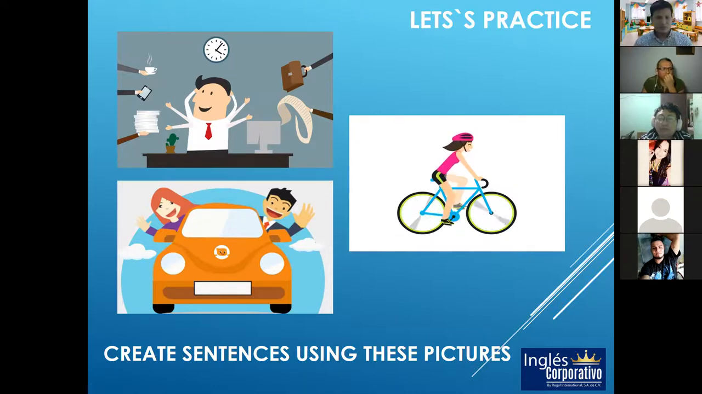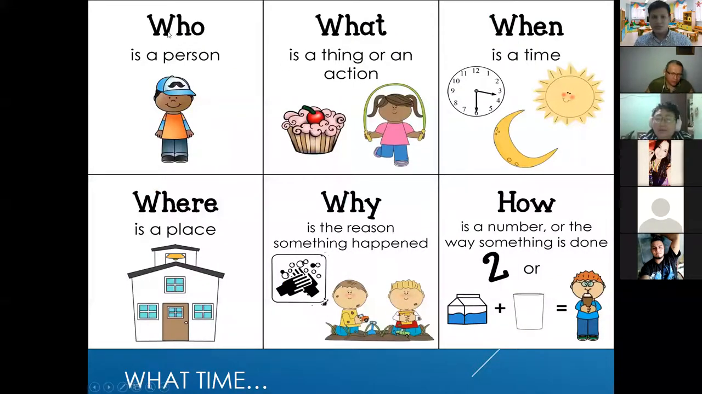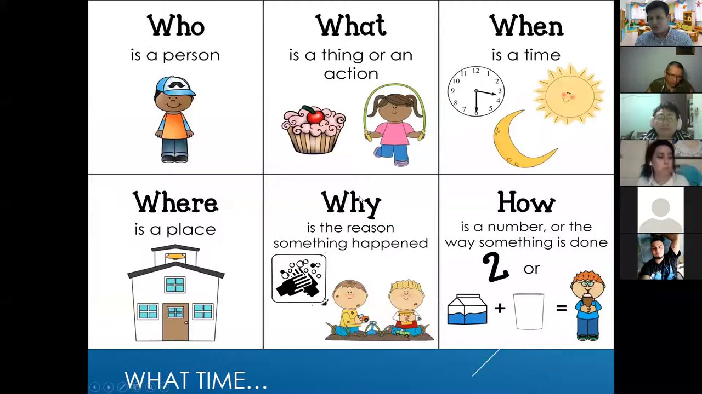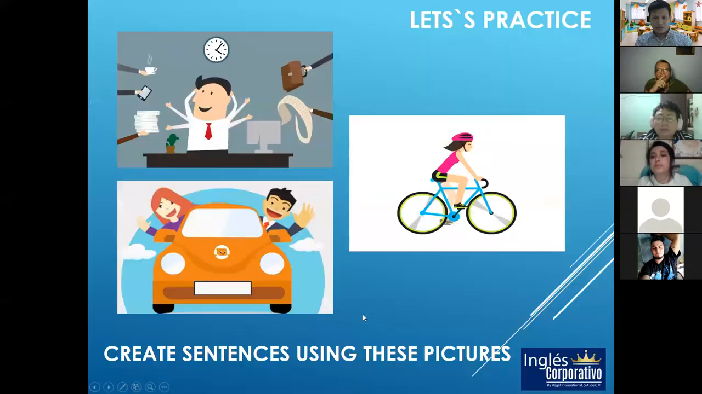You have 1 minute to create it. Utilizando las interrogantes anteriormente, you can use WH word or do or does. Pueden utilizar solo do or does, o si quieren saber algo más a fondo, WH word, como nuestro compañero que nos dijo why. He said what. That's good. No me fijé que era la palabra de lo que está haciendo en la bicicleta. Ella está montando en bicicleta, básicamente.